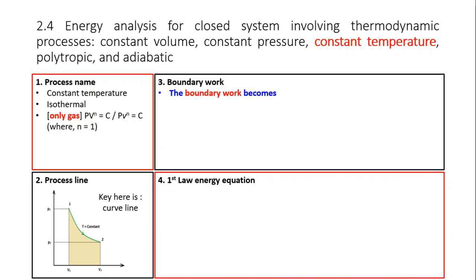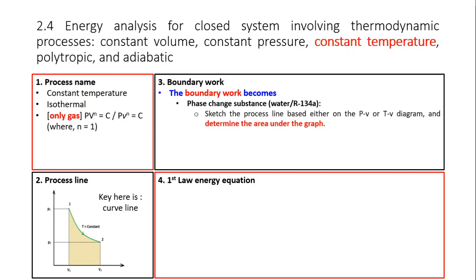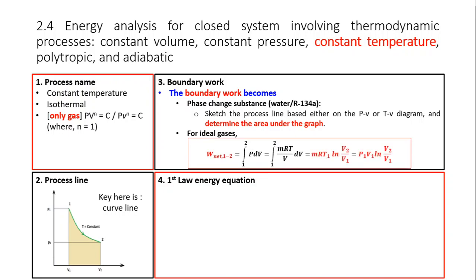For the boundary work equation, to calculate the boundary work, we must first identify the type of substance from the question. This is because the boundary work equation is different between phase change substances and ideal gases. For water and R134a, the boundary work is obtained by calculating the area under the PV diagram. For ideal gases, we can use the following equation, which here is written in red, to calculate the boundary work.